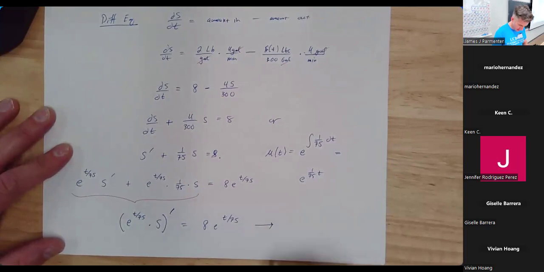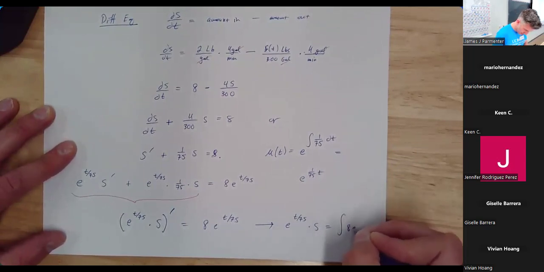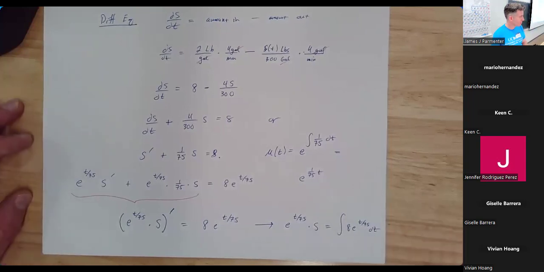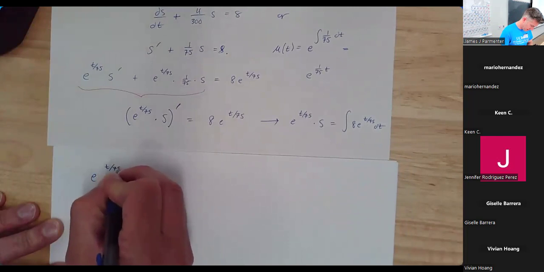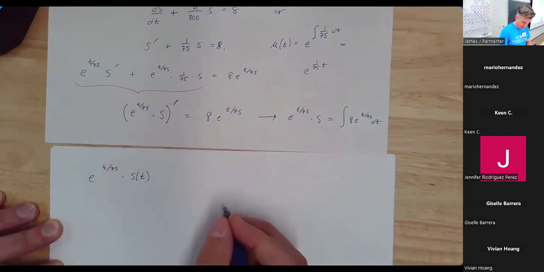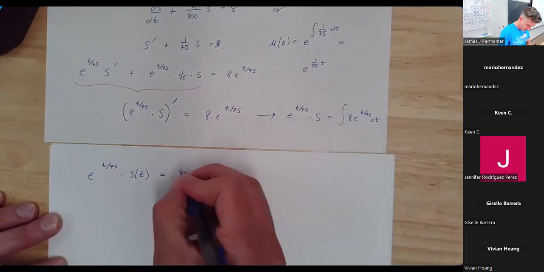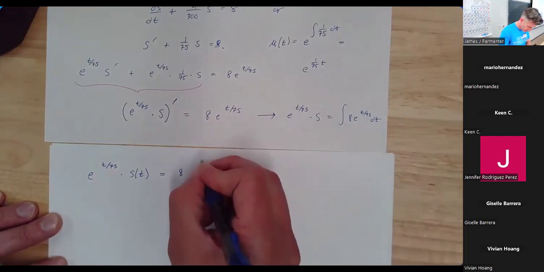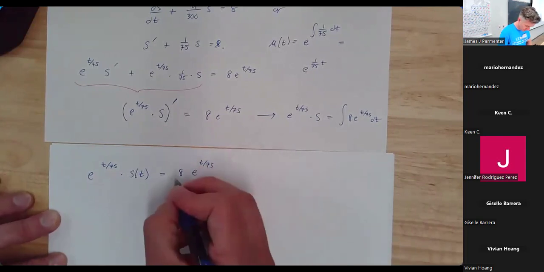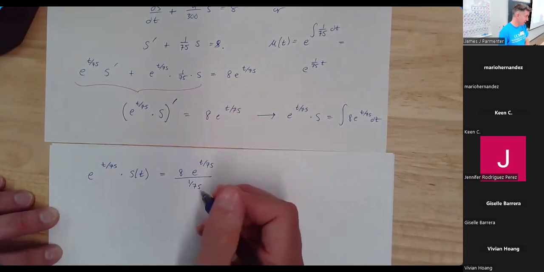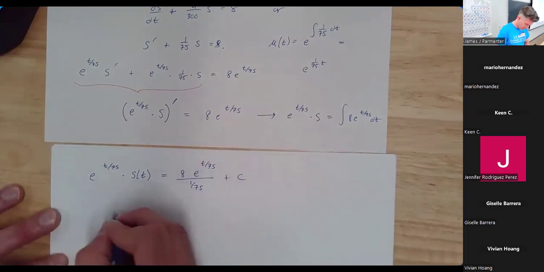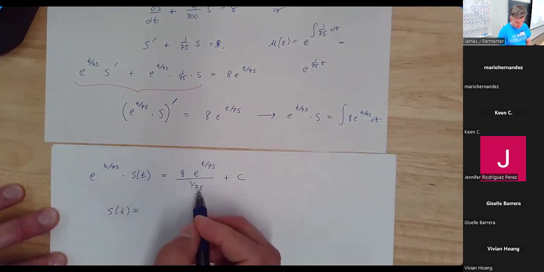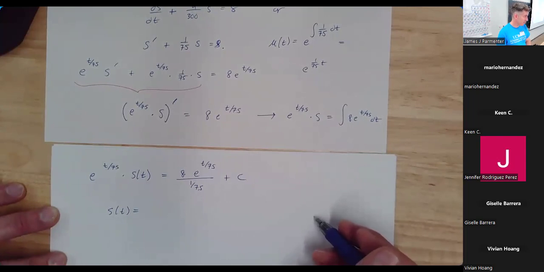But now we're going to integrate both sides and say that e to the t over 75 times your function S is equal to the integral of 8 times e to the t over 75. Cool. So here's what we got. We have that e to the t over 75 times S of t is equal to 8 times the integral of e to the t over 75, which is e to the t over 75 divided by 1 over 75. Just like if we integrated e to the 3t, you'd get e to the 3t divided by 3, plus C. Okay, we're almost there. I would certainly rewrite this as S of t equal to 75 times 8, 600, right?